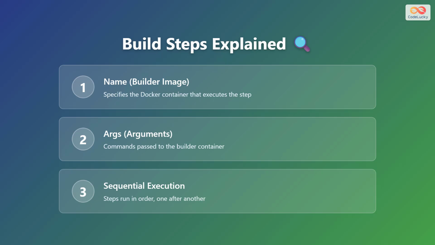Understanding build steps is crucial for working with Cloud Build. Each step has three key components. First is the name field, which specifies the builder image. This is a Docker container that contains the tools needed to execute your task, like the Docker command line tool or Maven for Java builds. Second is the args field, which contains the arguments or commands passed to the builder container. These are the actual instructions that get executed. Third, Cloud Build executes all steps sequentially, meaning each step runs one after another in the order they're listed. This ensures dependencies between steps are respected and your build process follows a logical flow.